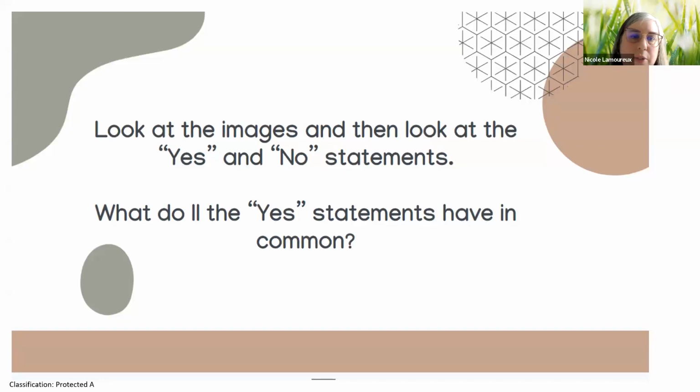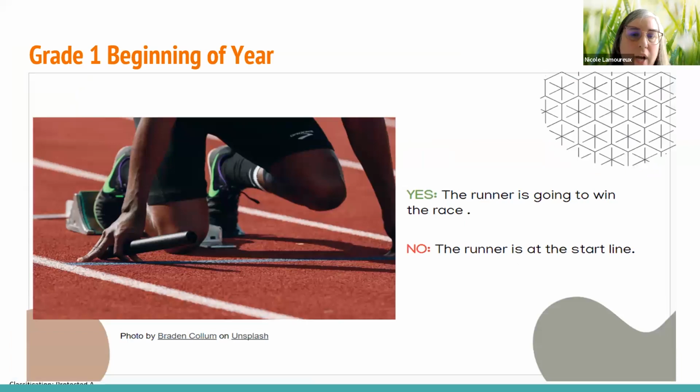Now, what we're going to do is we're going to look at images and look at the yes statements and the no statements. Okay, we're going to look at the pictures and think, what do all the yes statements have in common? So in grade 1, the beginning of the year, I would have slides more like this. The runner is going to win the race. The no statement, the runner is at the start line. So grade 1s would be seeing simpler sentences like this, and you could stress "is going to win," "will," okay?